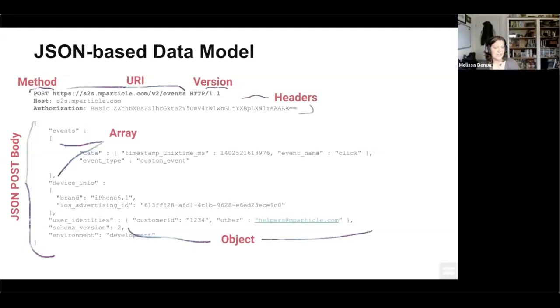In some cases, though, you'll have asynchronous APIs. mParticle, for example, when you post an event into our server-to-server API, it's asynchronous. We do a lot of processing on that event. We'll tell you, yes, we got it. But that yes, we got it doesn't give you the full breadth of things that happen to it.